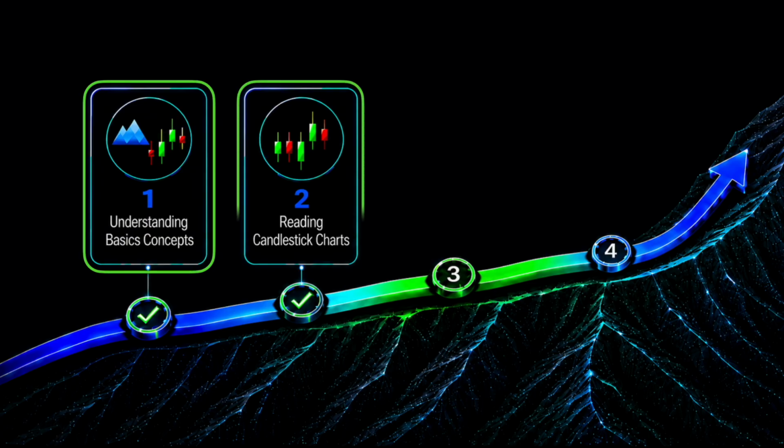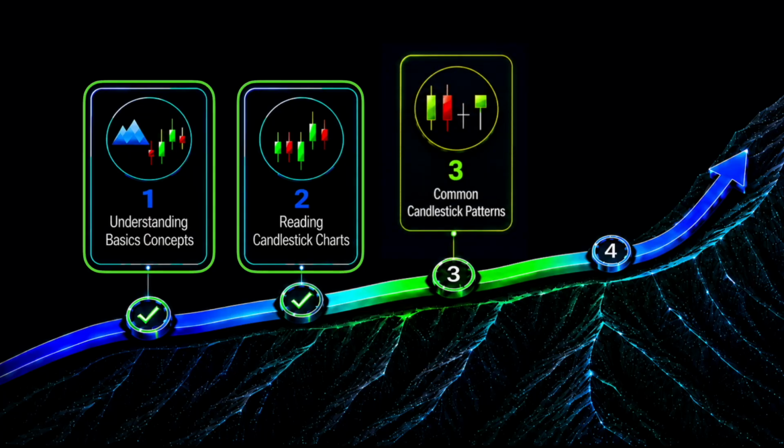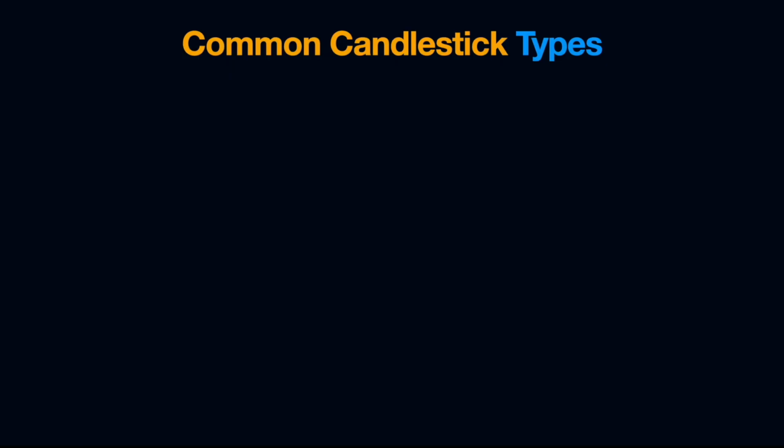We have achieved the second milestone of our journey by understanding how to read candlestick charts. Let's continue the journey to milestone 3 by understanding common candlestick patterns. Now, let's take a look at some common types of candles and what they can tell us about price movement.